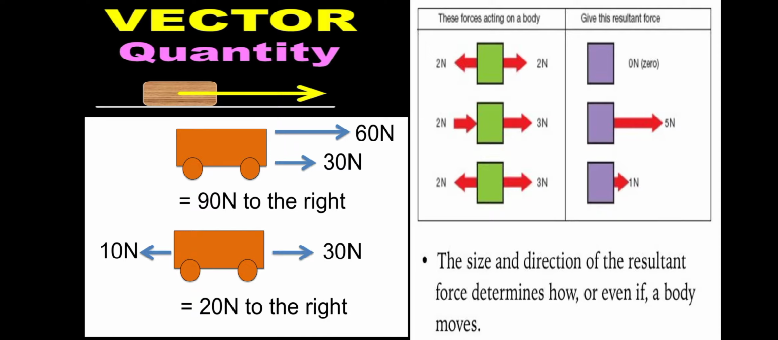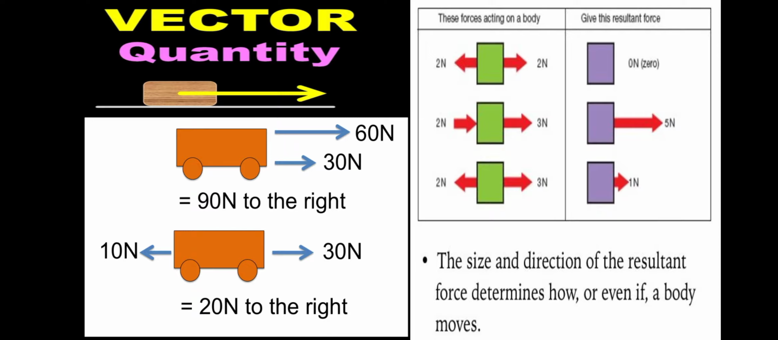Here are some more examples of how different forces acting on a body, and we can find the resultant force. In the first case, we see 2 Newton force is acting on both sides. So the resultant force is 0. If in both directions same force act, then there will be no net force acting on the body, and the body will be at rest.